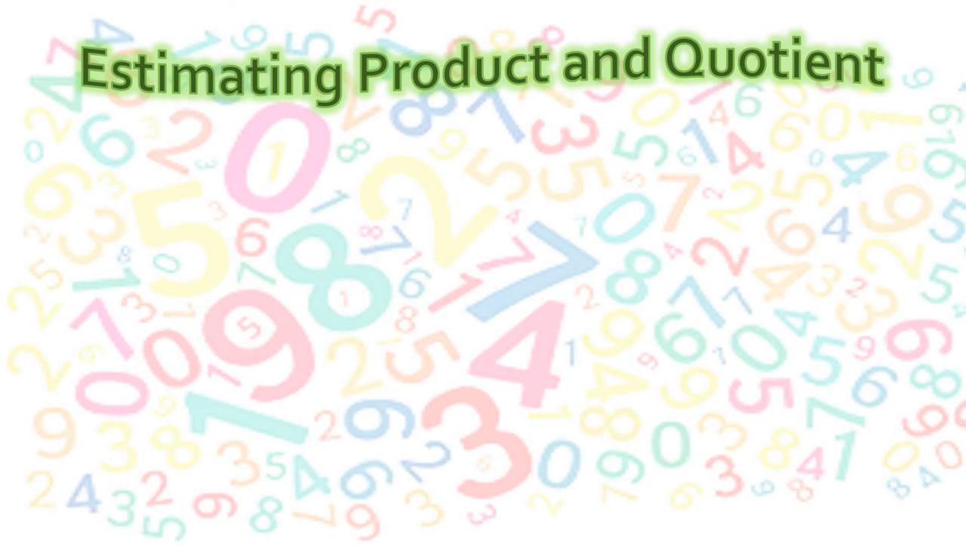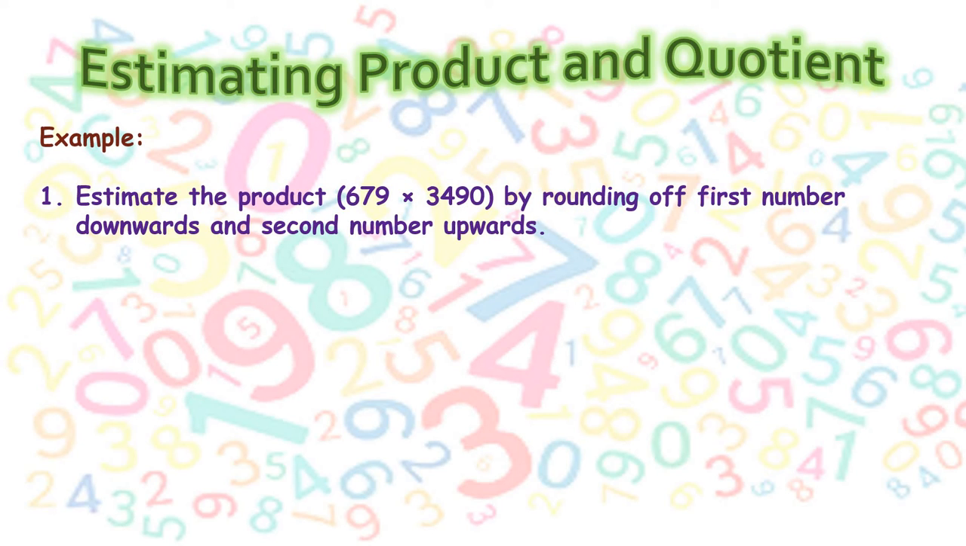Estimating product and quotient. Estimate the product 679 into 3490 by rounding off the first number downwards and the second number upwards. Now to estimate the product, we do the same thing again. Whatever instruction has been given, we accordingly round off each number according to that instruction, and then we find the product. Here we have to round off the first number downwards.